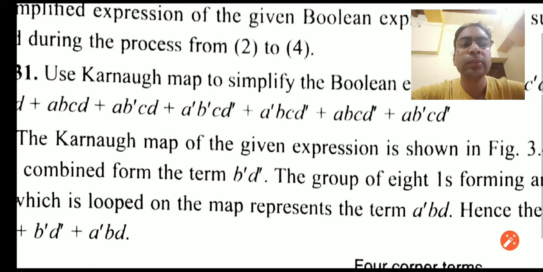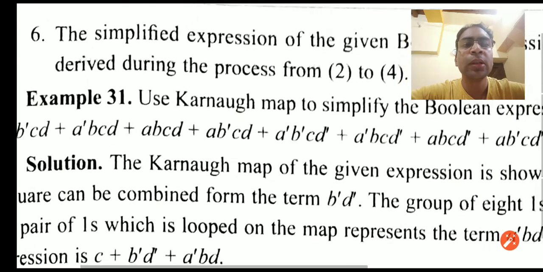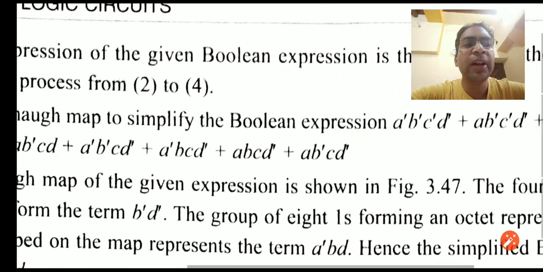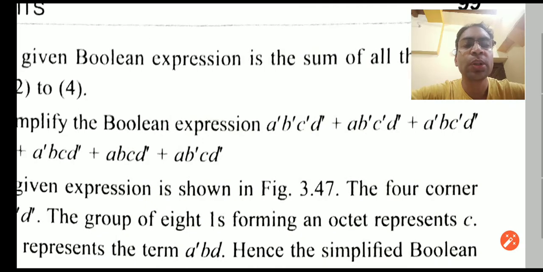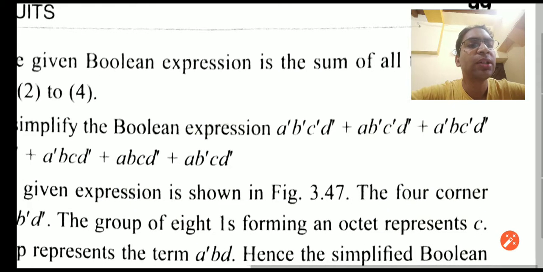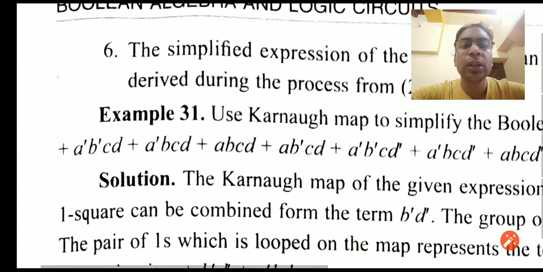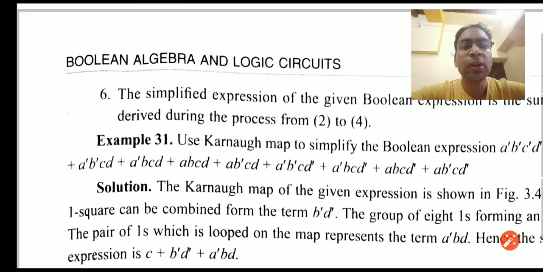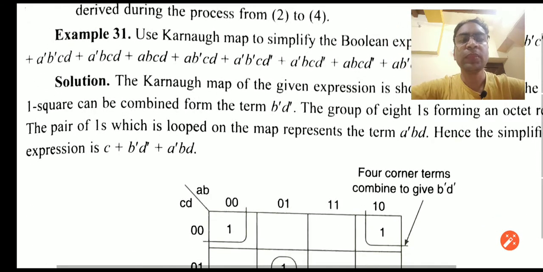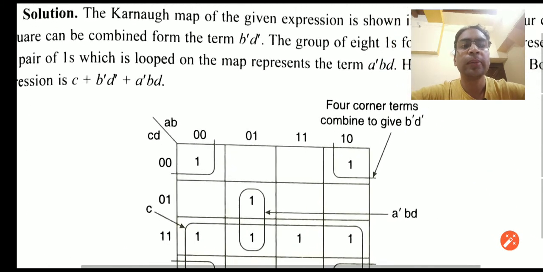Now let's see an example. Use K-map to simplify the Boolean expression. The Boolean expression given is: a dash b dash c dash d dash plus a b dash c dash d dash, and so on. This is a very large Boolean expression. So let's create the K-map for this.